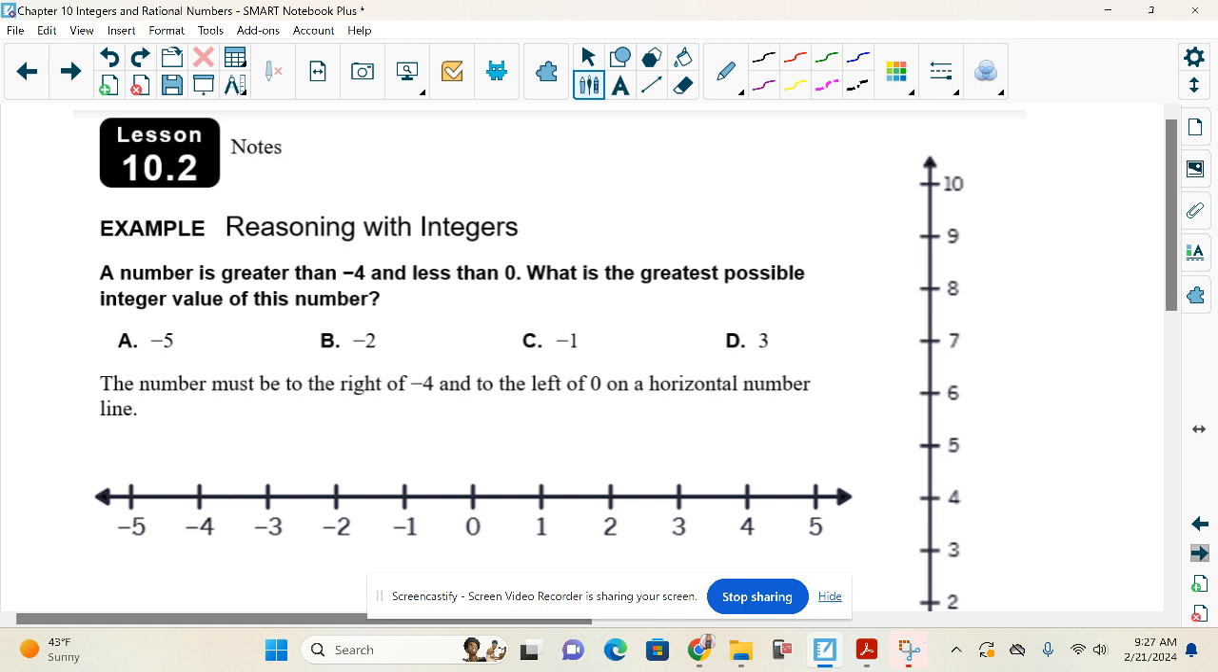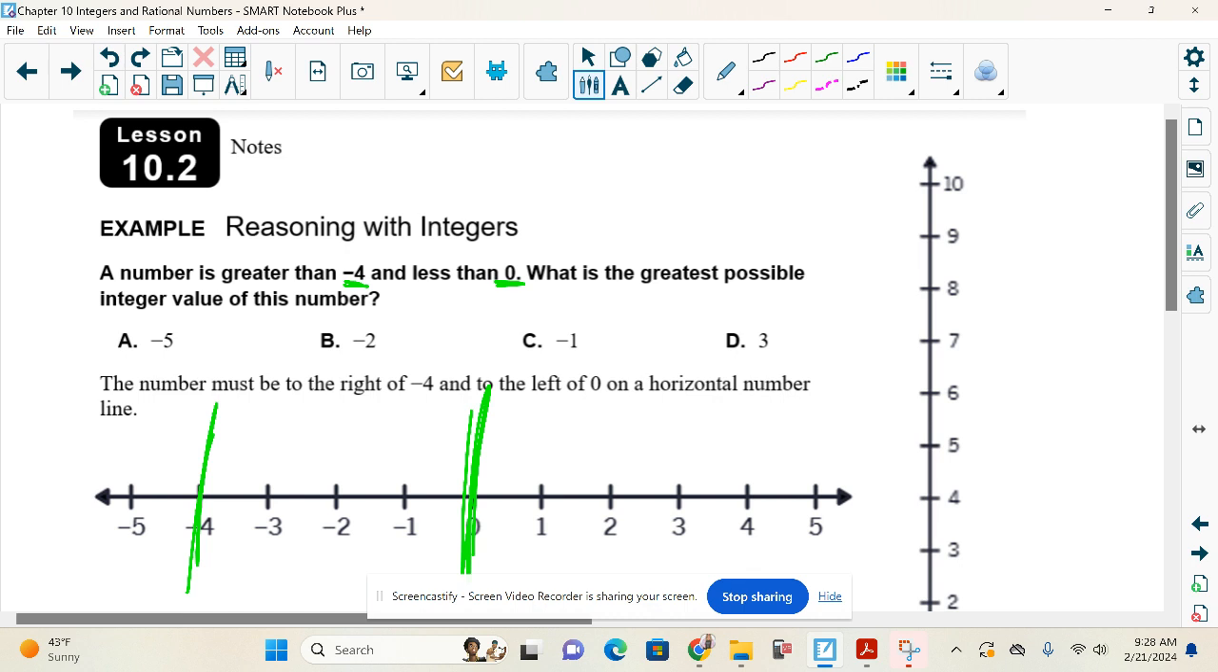So they give you some answer options, and here's some notes, key ways to do it. It says the number must be to the right of -4 and to the left of 0 on a horizontal number line. It's basically between, if it has to be greater than -4 and less than 0, it's between -4 and 0. So I would section it off. What's the greatest number between -4 and 0 here? -1.